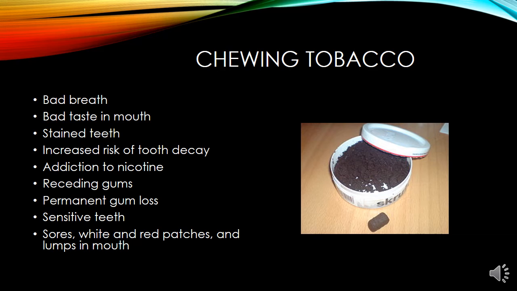And chewing of tobacco. It causes bad breath, bad taste in mouth, stained teeth, increased risk of tooth decay, addiction to nicotine, eating gums, permanent gum loss, sensitive teeth, sores, white and red patches, and lumps in mouth.